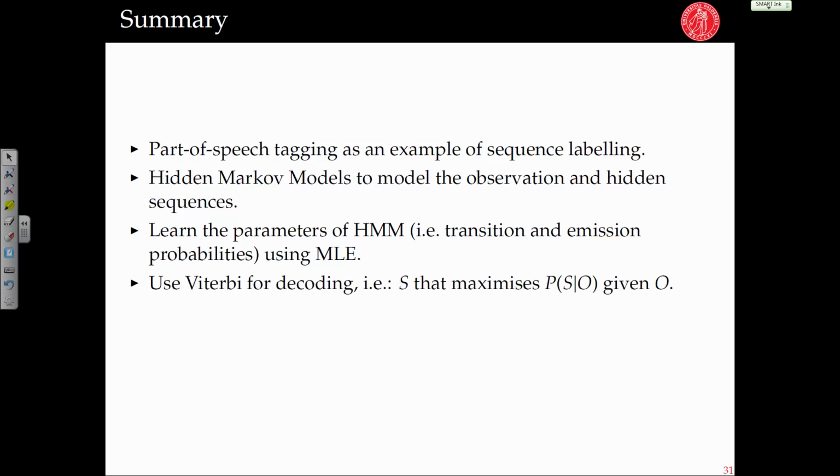We use the Viterbi algorithm to decode, so to find the hidden state. Again, in dynamic programming, finding a hidden state sequence is referred to as decoding, and formally we want to find the S, the hidden state sequence, that maximizes the probability of S given O, an observation sequence. And the forward algorithm can be used to compute the likelihood of an observation sequence.